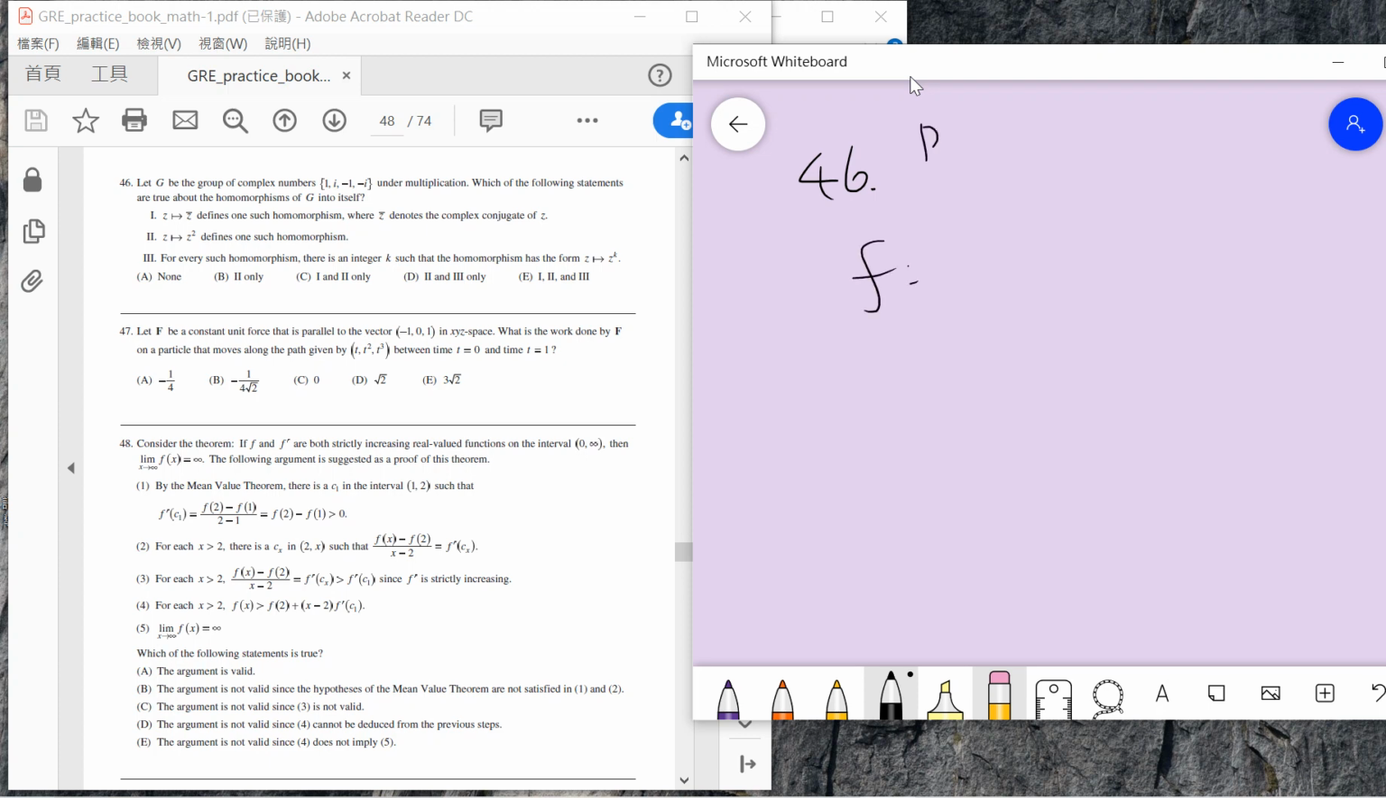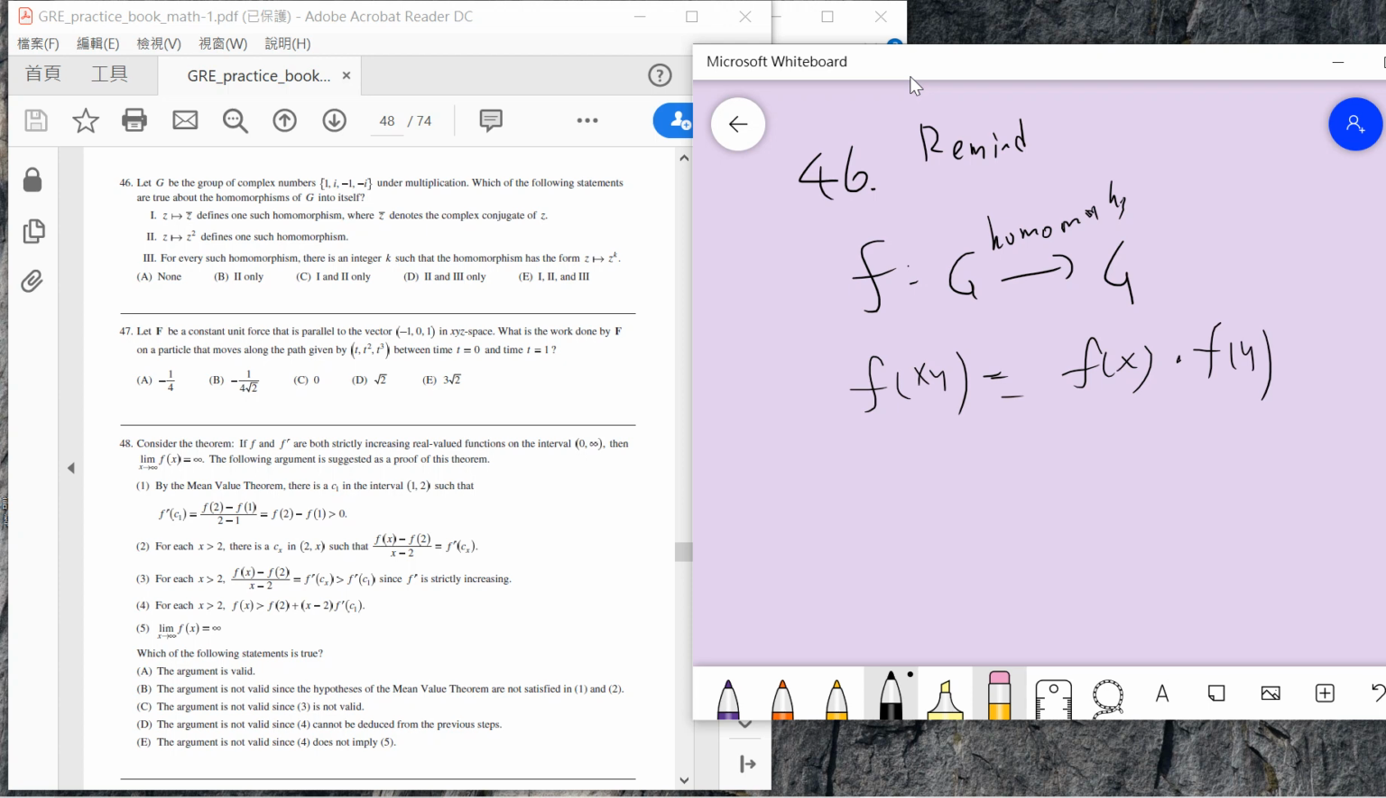So remind that a G to G homomorphism means that f(xy) needs to be f(x) multiplied by f(y). And that's it. So we need to identify which one is the homomorphism.